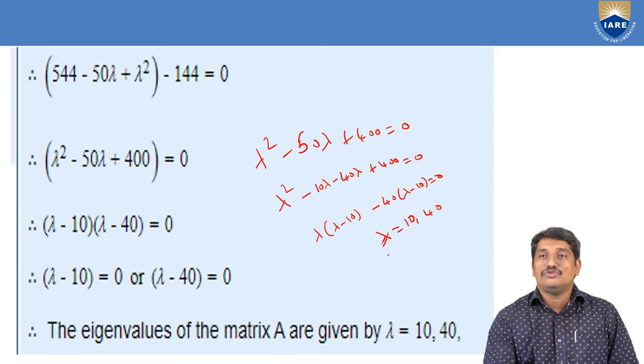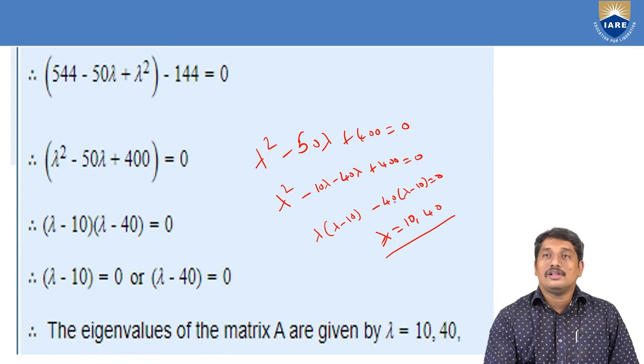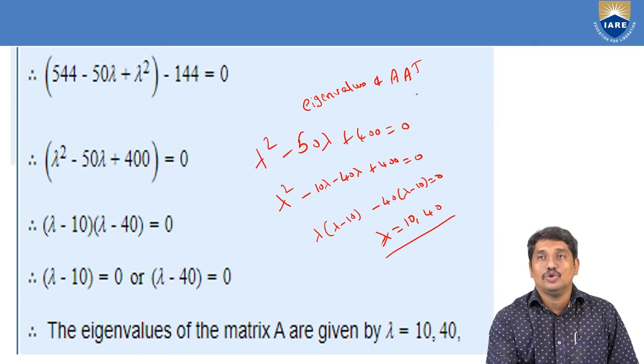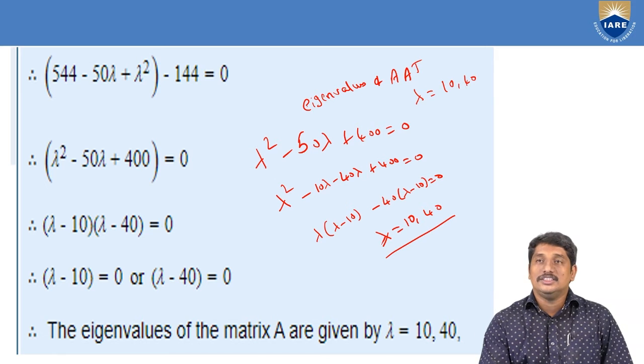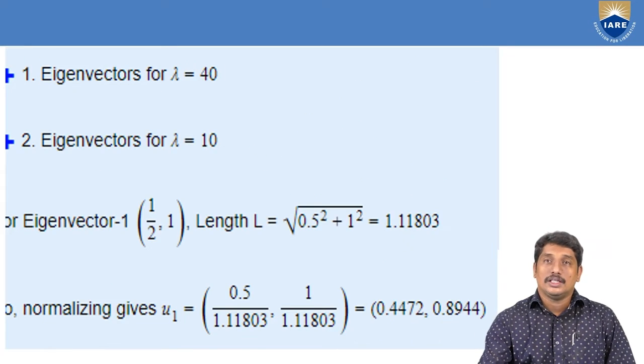Now we have successfully found the eigenvalues, and these are the eigenvalues of A into A transpose. So we found the eigenvalues of A into A transpose as lambda is equal to 10, 40. This is the step where we have arrived. Now let us go to the next part.